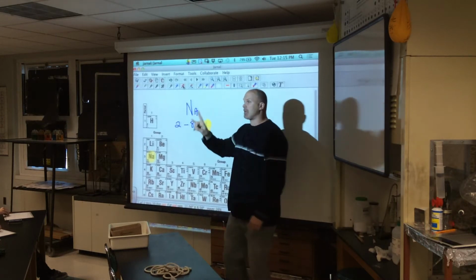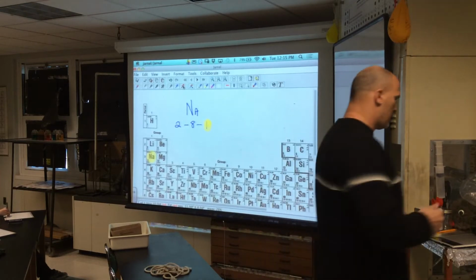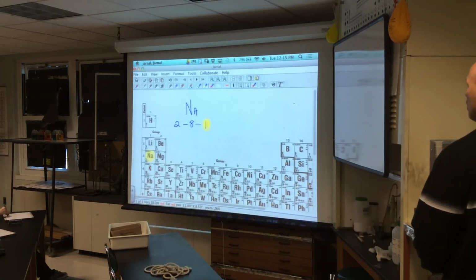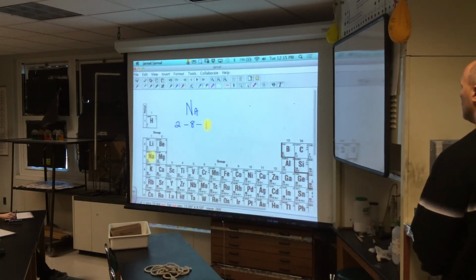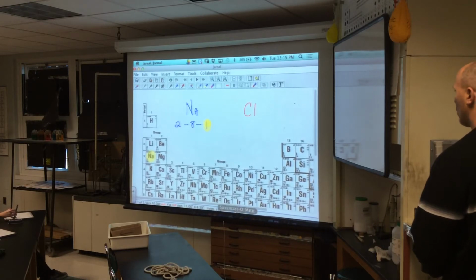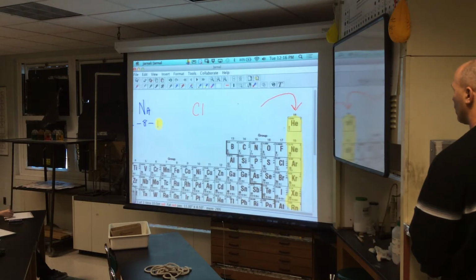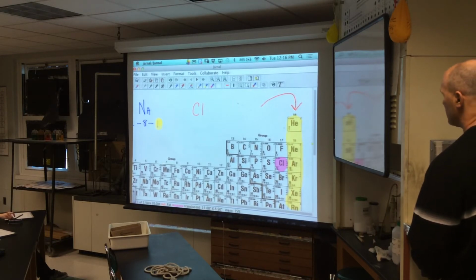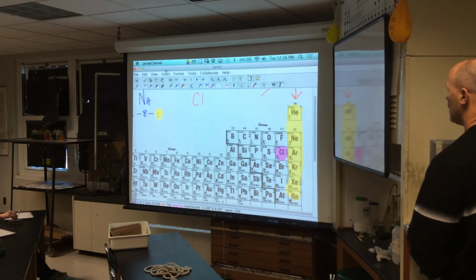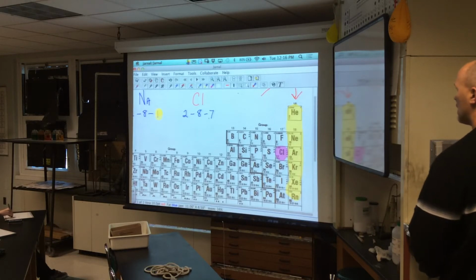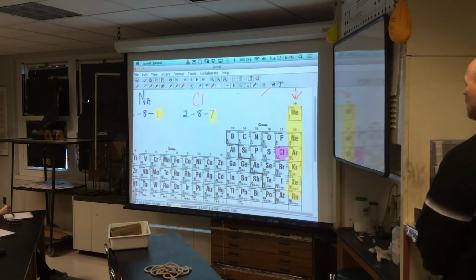Now, how can it get stable? Well, let's throw some chlorine into the mix here. Now, if I look to the right, where my nonmetals are, I can find my chlorine is right here. It's above that staircase. And its configuration is 2-8-7. How many valence electrons does it have? 7. It's in group 17.